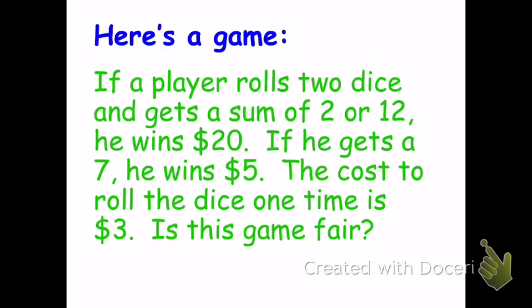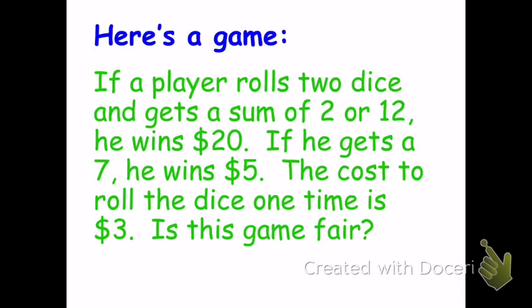Here's a game. This game is almost as fun as Statland. It's very close. Almost. So, if a player rolls 2 dice and gets a sum of 2 or 12, he wins $20. If he gets a 7, he wins $5. The cost to roll the dice 1 time is $3. Is this game fair?